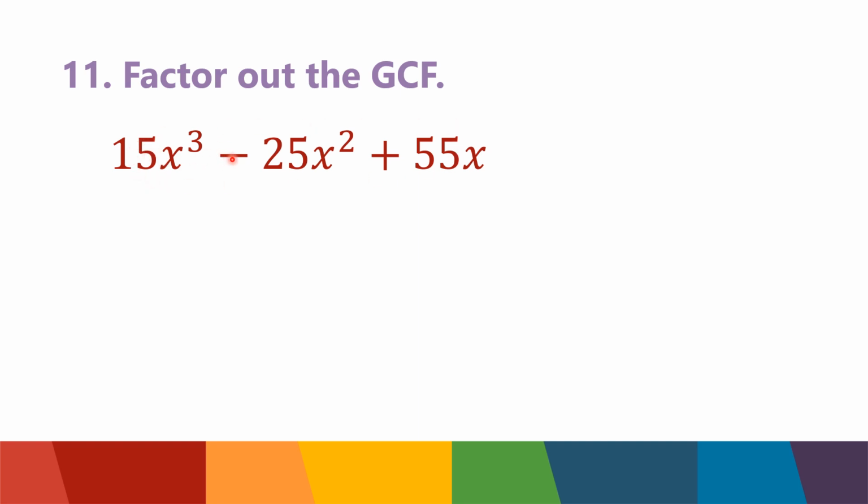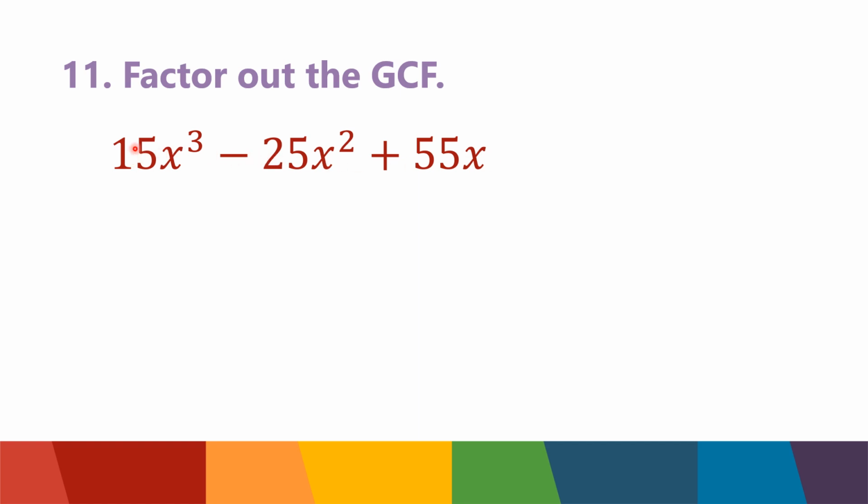So let's look at each expression individually. We've got 15x cubed, and then negative 25x squared, and then 55x. They definitely all have an x in common, right? We have 3 x's in the first term, 2 x's in the second term, 1 x in the third term. So they definitely have an x in common.